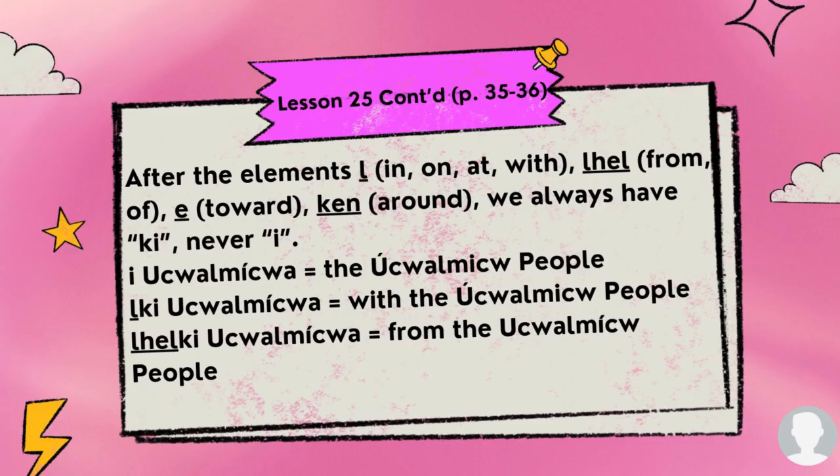Then we looked at the next example, which is Ilki Ucwalmícwts, and that means with the Ucwalmícw people. And Tlelki Ucwalmícwts, from the Ucwalmícw people. So those elements get attached at the beginning of ki to provide that contextual information, whether it's with, from, toward, around, etc.